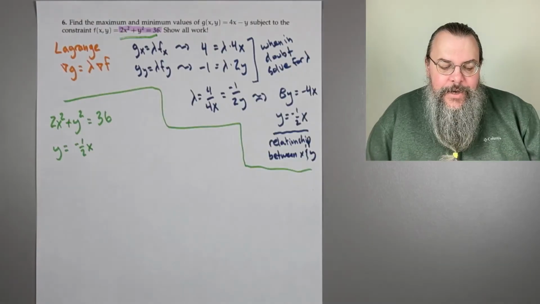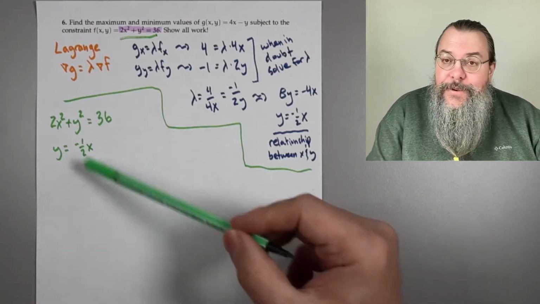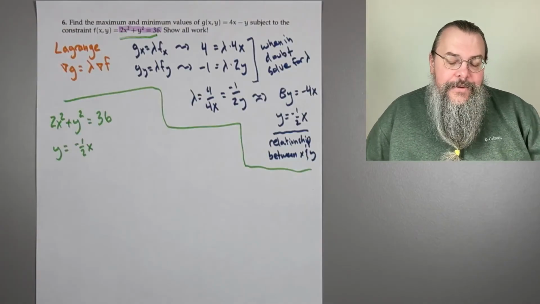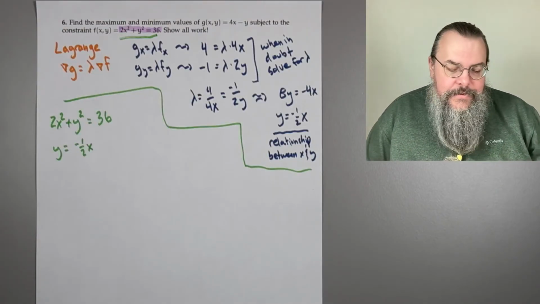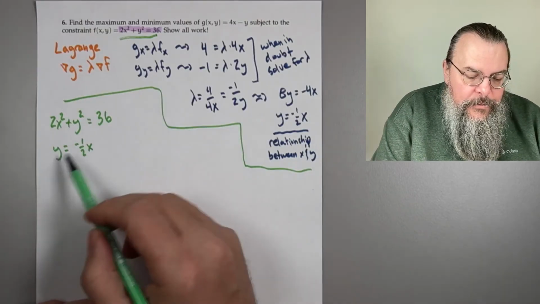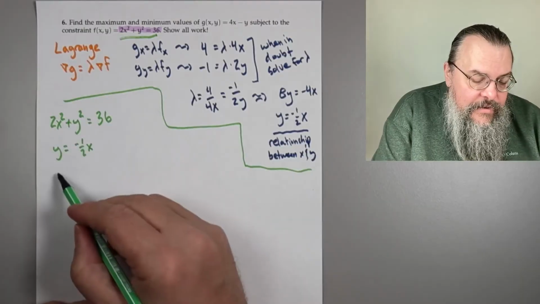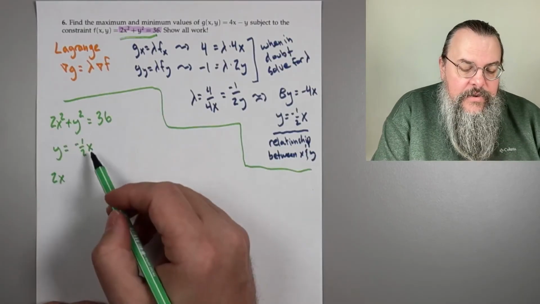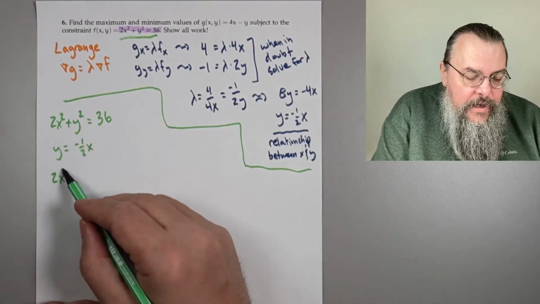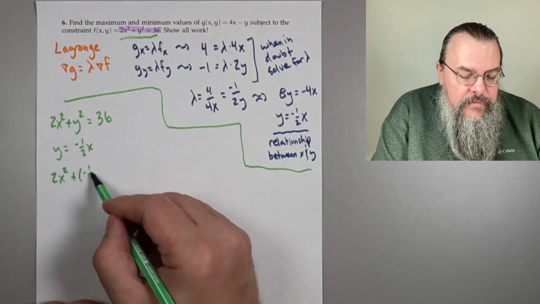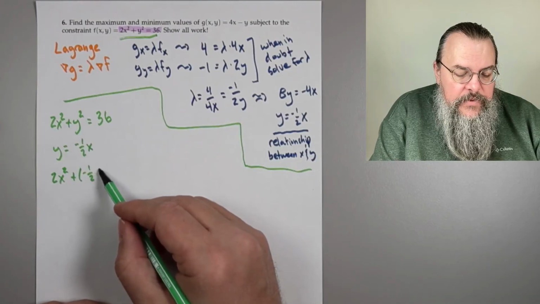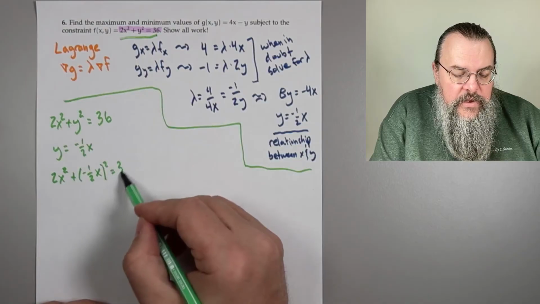All right, well, now we have two equations and two unknowns. So we solve. And there's, of course, many ways that we could solve this. Let's replace y by minus a half x. We could also say x equals minus 2y and replace x by minus 2y. But either way, we'll end up in the same place. So 2x squared plus minus a half x squared equals 36.